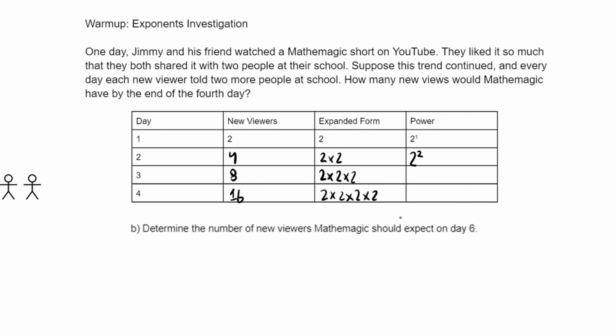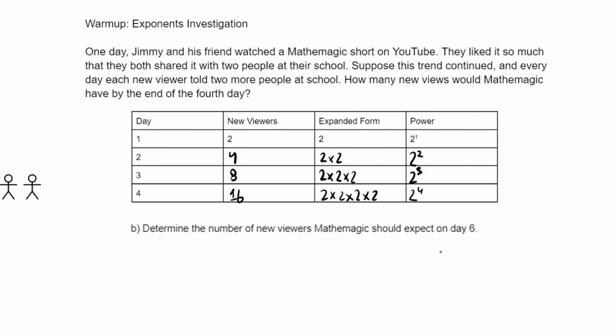8 is 2 times 2 times 2, or 2 being multiplied by itself 3 times. So we would say 2 as the base being multiplied by itself 3 times. Finally, we have 2 times 2 times 2 times 2 as 16 new viewers, and this would be 2 to the power of 4. So, to answer this question, how many new views would Mathemagic have by the end of the fourth day? We would say it would have 16 new viewers by the end of the fourth day, or 2 to the power of 4 new viewers by the end of the fourth day.